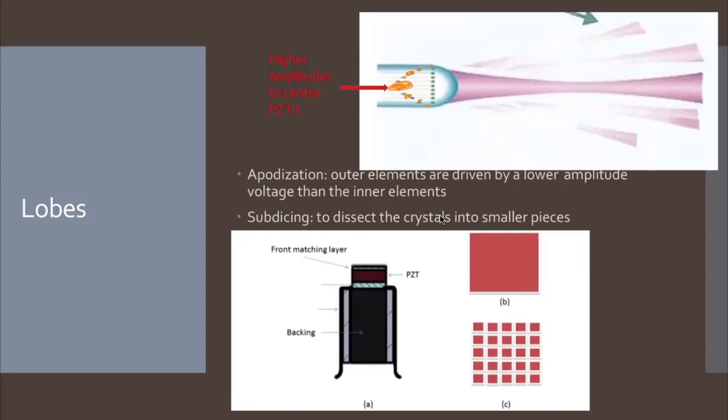And I guess this would be the last of it, the lobes. What are the differences and similarities between side lobes and grating lobes? How do we get rid of grating lobes? Talk about each one of the options, which are apodization or subdicing. Remember, you've got to talk out loud and use your whiteboard.